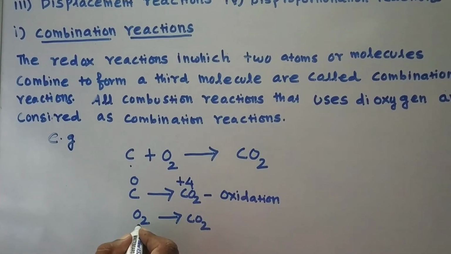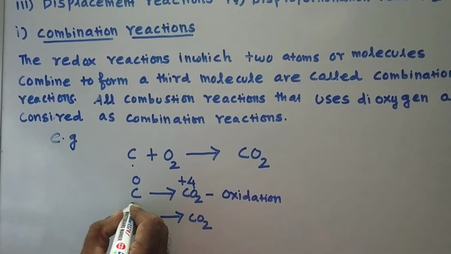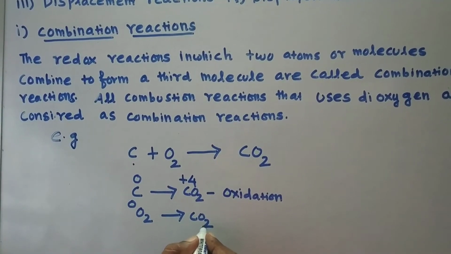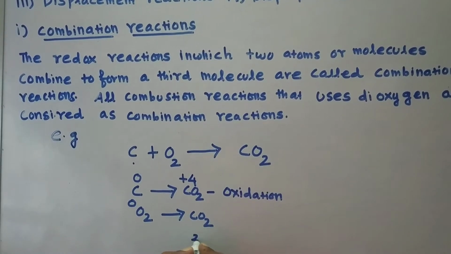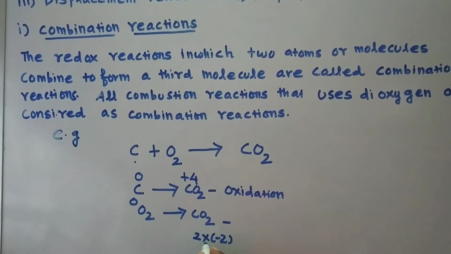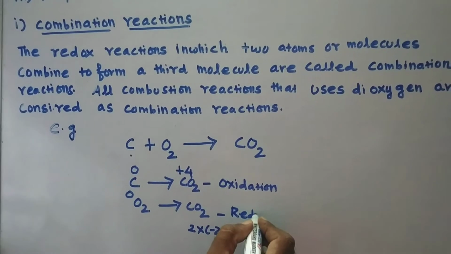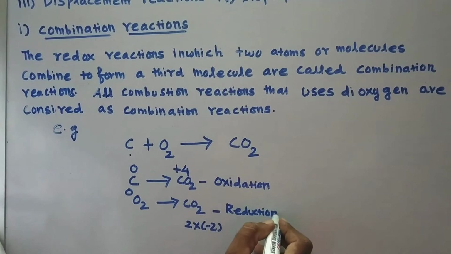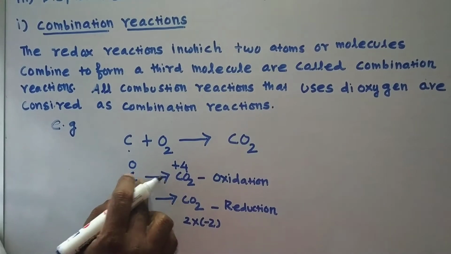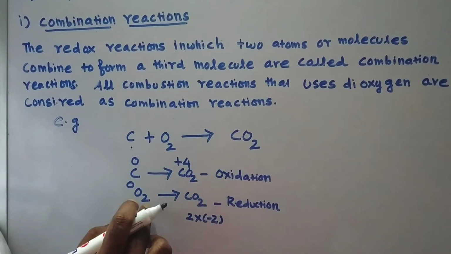In oxygen, it is in the molecular form. Therefore, the oxidation number is equal to 0. But in CO2, there are two oxygen atoms, each gaining 2 electrons. Therefore, it becomes 2 into -2. Each oxygen atom gains 2 electrons. As a result, it undergoes reduction. So, this is the best example for the combination reactions. Carbon becomes +4 and oxygen becomes -2. Therefore, carbon undergoes oxidation and O2 undergoes reduction.